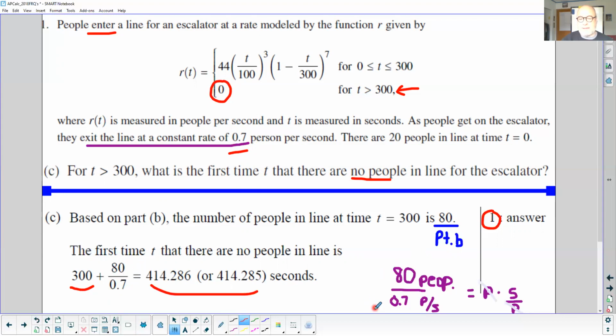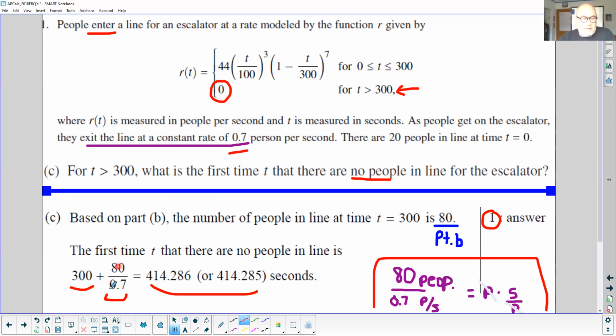So I put a little analysis over here to make sense of it. If I have this 80 people from part B that are in that line, and 0.7 are coming off, if you divide these two, people divided by people per second, you multiply by the reciprocal, so it's people times seconds over people, the people will cancel. That'll give you a time. So you have this 300 original time, and the result of that is going to give you the time it takes for the line to go down, I guess, is the best way to say that.